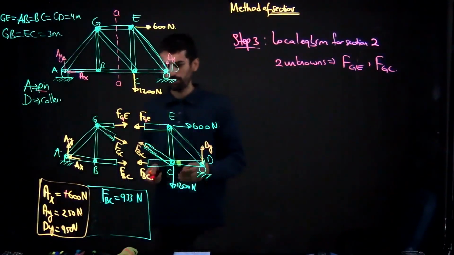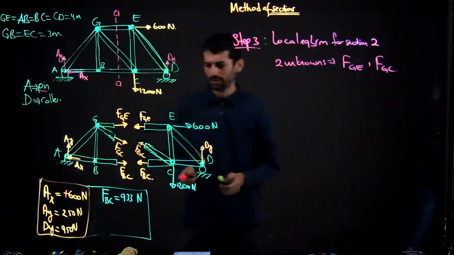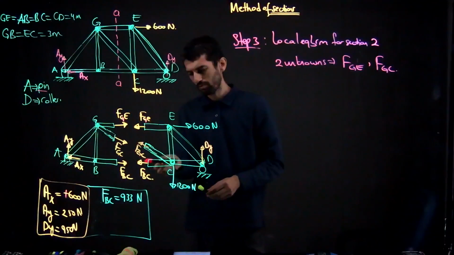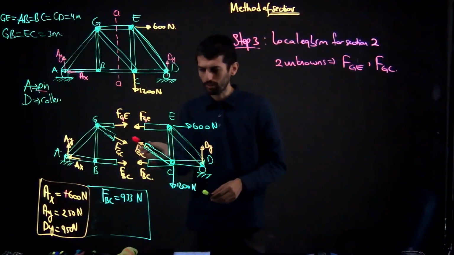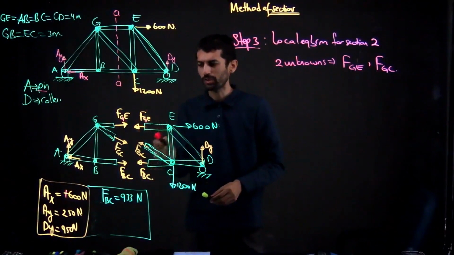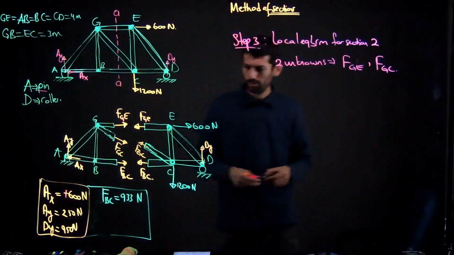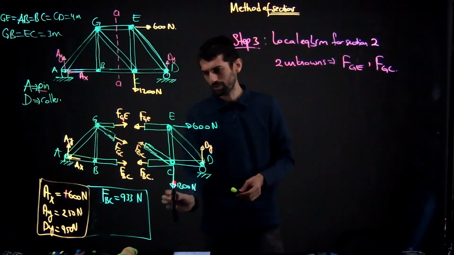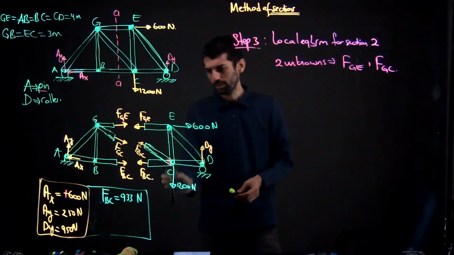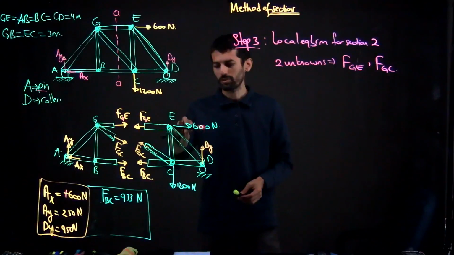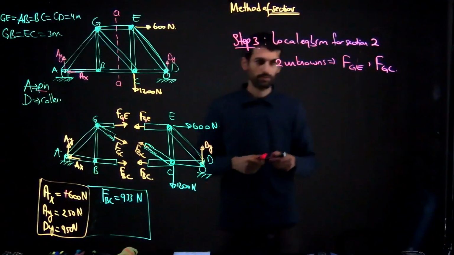So I will select point C for the moment equilibrium equation, because this force passes through point C, and this one passes through point C, which leaves us with the unknown FGE value. Also this one, 1200 newtons, passes through point C, so it doesn't create any moment. So we have the moment created by this one, this one, and this one.